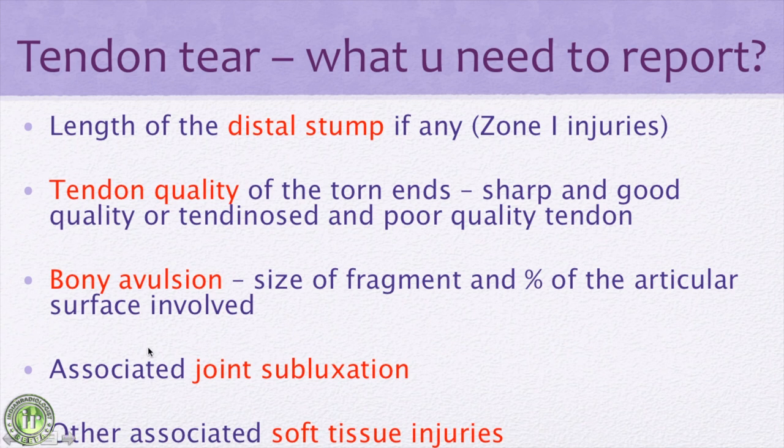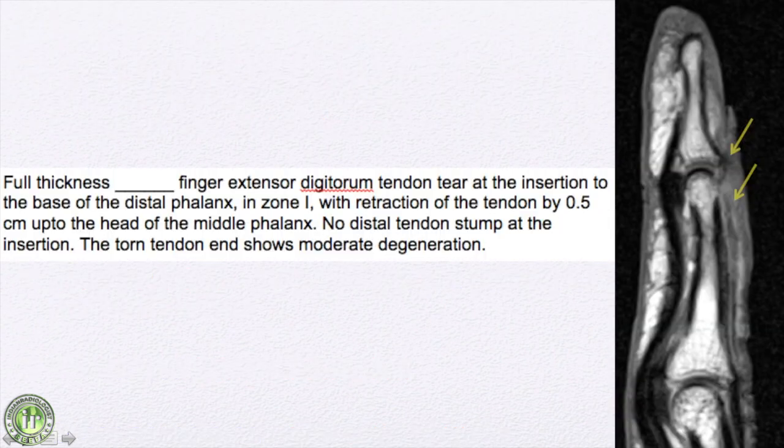Again, bony avulsion. So you need to mention both the size and the percentage of articular surface involved, because with a larger articular surface involvement, the surgeon will have to use a surgical method as a mode of treatment. But if the articular surface involvement is small, or if the osseous piece is small, he can use conservative management. Also mention if there is any associated joint subluxation or if there are any other associated soft tissue injuries.